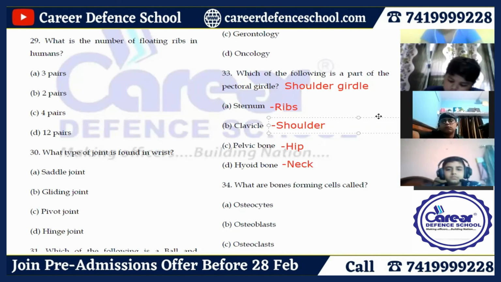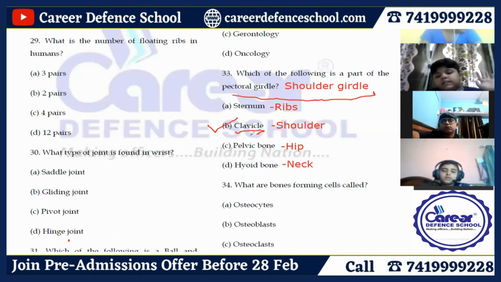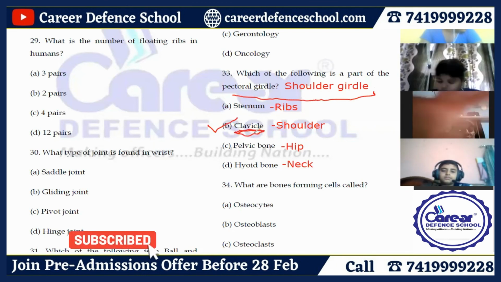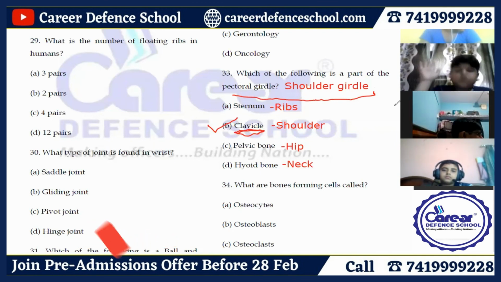We did the names of the bones in the first class of human skeleton and circulation. So, you should know. Clavicle is found in the pectoral girdle or shoulder girdle. Means this bone connects your shoulder and arm. Okay, so its answer is B, clavicle.